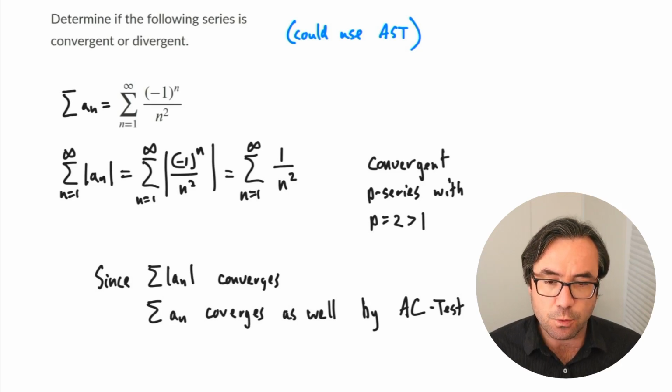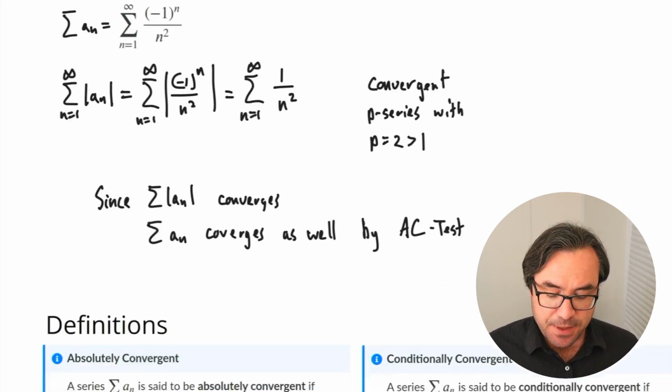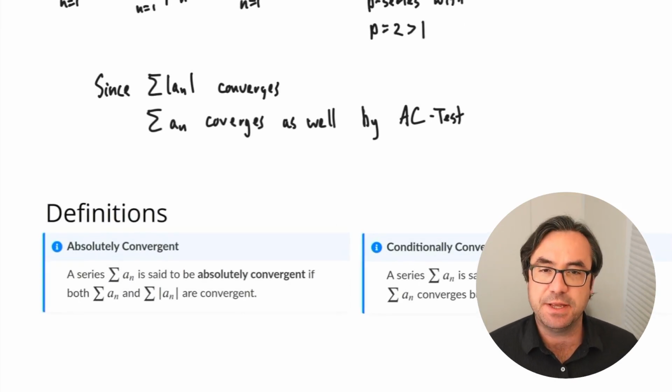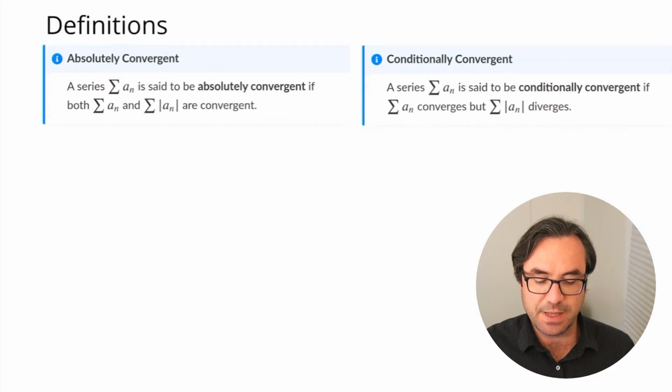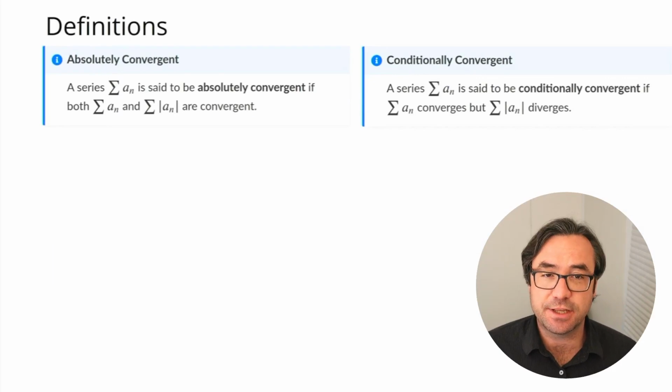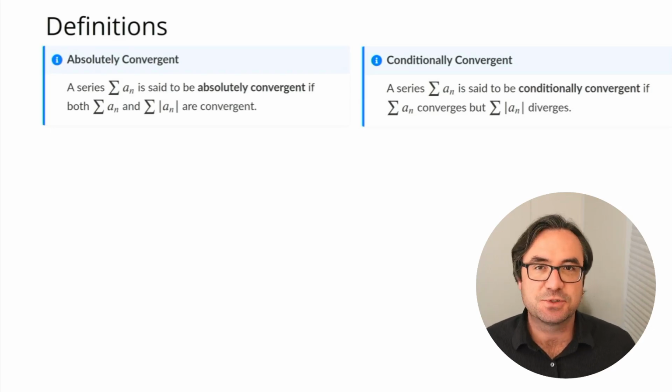Okay. So what we're going to be doing in class is we're going to see what happens. We're going to be looking at two definitions, absolutely convergent and conditionally convergent. And we're going to see what these two are. And we've seen series so far that fit both of these descriptions.